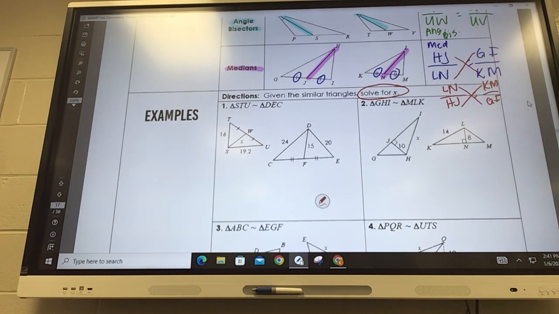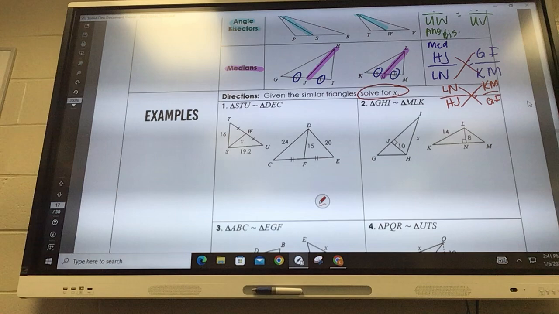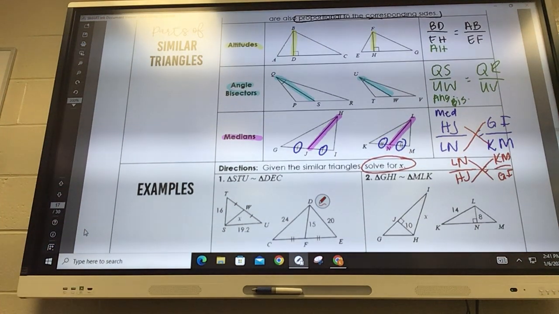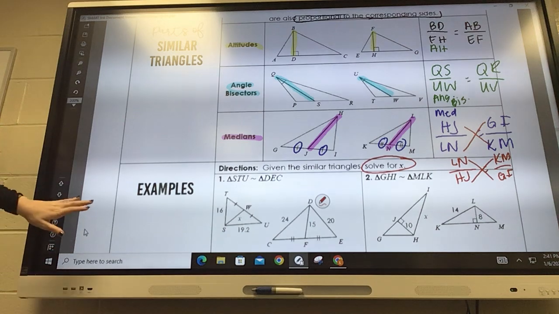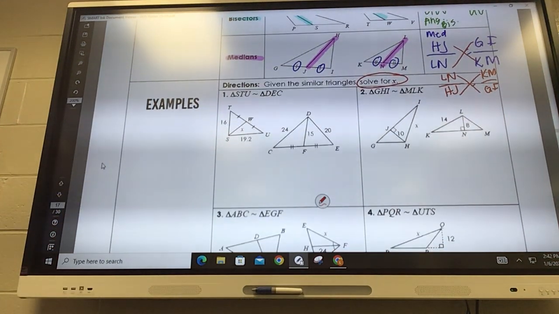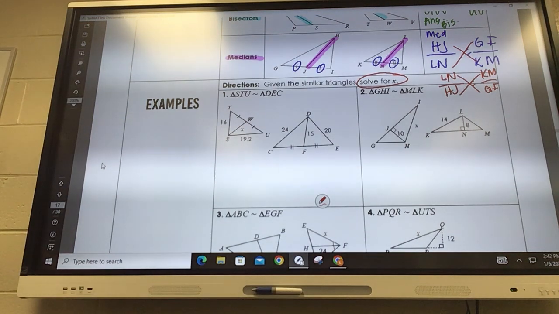All right. So, number one, looking at your picture here, what type of vocab word do we have? Do we have a median, an angle bisector, or an altitude? Median, and I knew that because they gave me the little tick marks at the bottom. I didn't have any angle pieces, and I didn't have a 90-degree angle marking, so it must be a median.